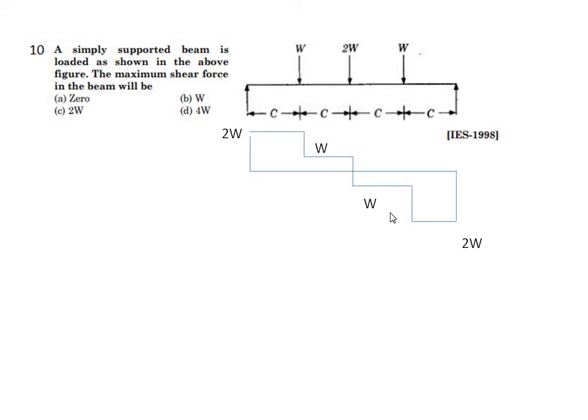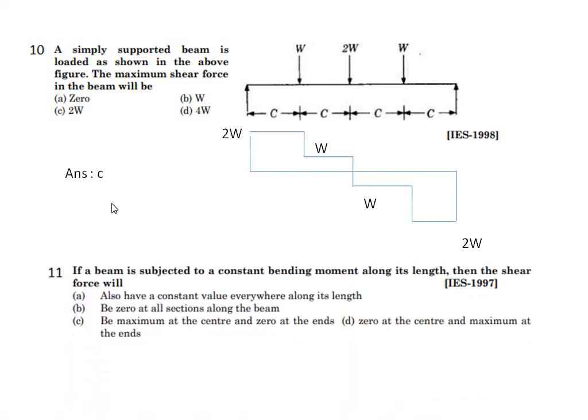So in this shear force diagram the maximum value is 2W, right? At no point has it crossed 2W. So the answer has to be C, 2W. So the answer is C, 2W. Let's move on to the next problem.